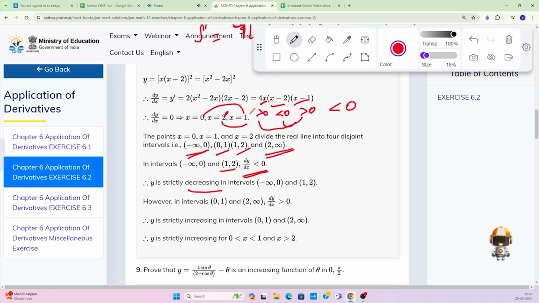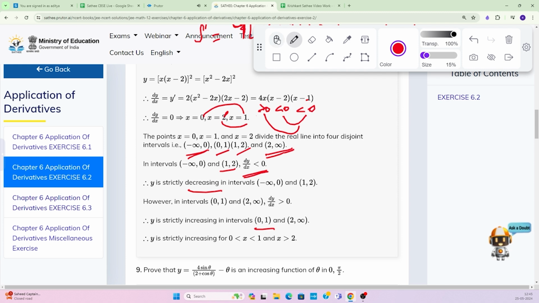Now if you consider the interval 0 to 1, just observe: you are picking your number between 0 and 1, so x is positive. In 0 to 1, this is negative, and this is also negative. Negative times negative gives you positive. Now this positive multiplied with this positive gives positive. That's why f prime, or y prime, will be positive. So in 0 to 1 this is positive, which means increasing.